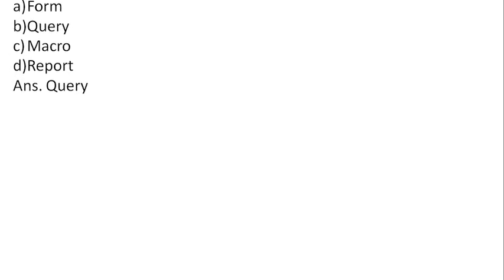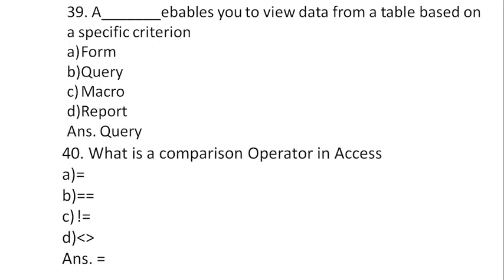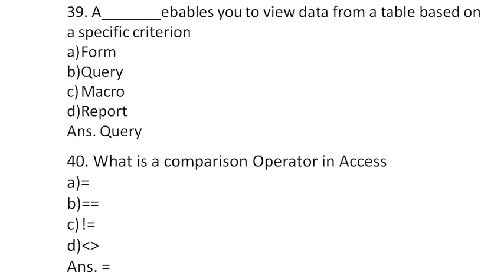Next, a dash enables you to view data from a table based on a specific creation. Answer বলছে query. Next, what is a comparison operator in Access? Answer হলো equals to, মানে এখানে option A আমাদের answer.